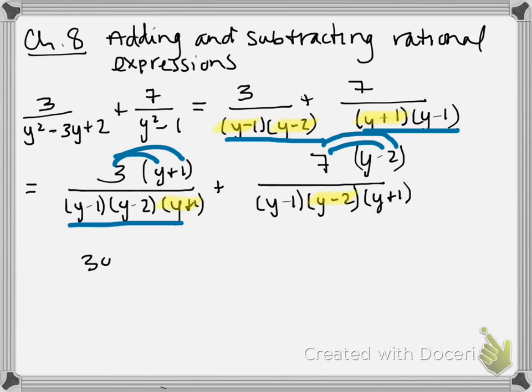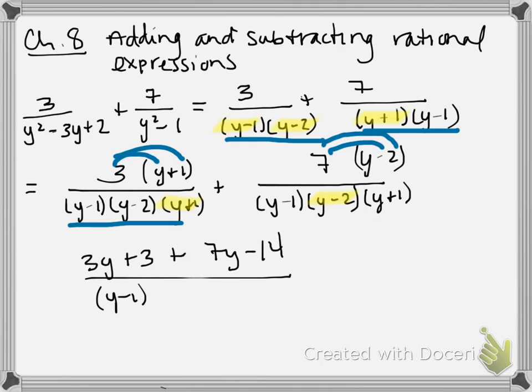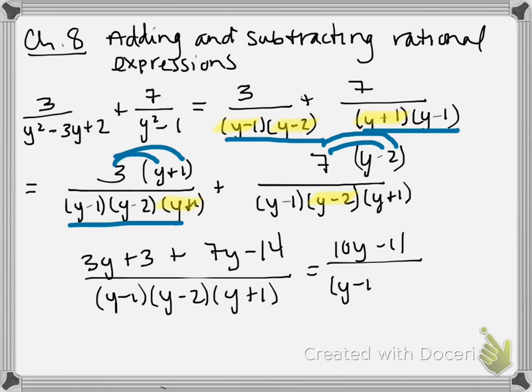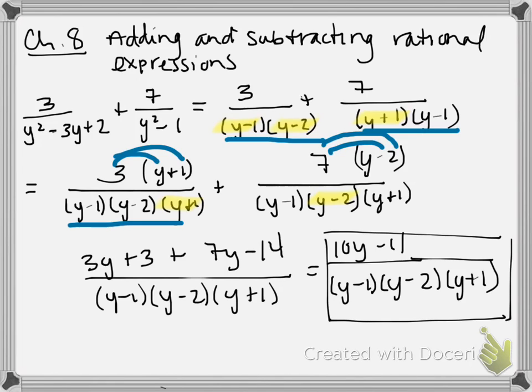So I get 3y plus 3 plus 7y minus 14 all over y minus 1 times y minus 2 times y plus 1. Let's combine like terms. 3y and 7y, that's 10y. 3 minus 14, that's minus 11. At this point, if there's anything you can cancel, you can go ahead and do that, but it doesn't look like that's the case in this problem. So I'm going to leave my final answer as 10y minus 11 over y minus 1 times y minus 2 times y plus 1.